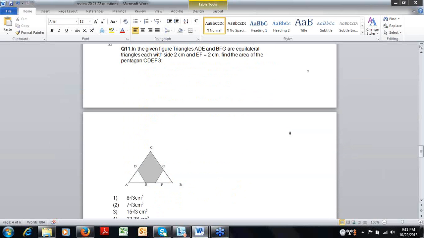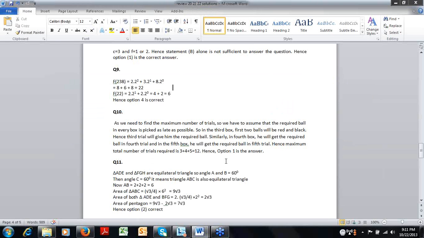Question number 11. In the given figure, triangles ADE and BFG are equilateral triangles with side 2 cm and EF is equal to 2 cm. Find the area of pentagon CDEFG. So ADE and BFG, these two triangles are equilateral triangles. They are asking the area of the pentagon. Area will be nothing but area of ABC minus area of ADE minus area of BFG. That will be the area of the pentagon.